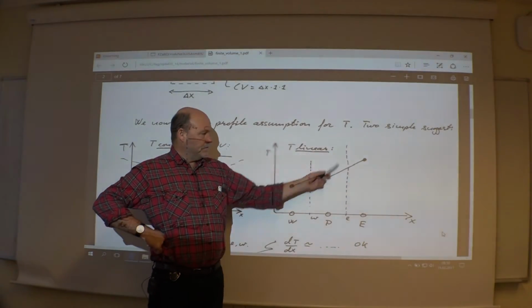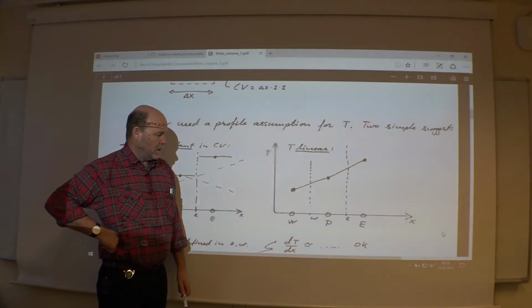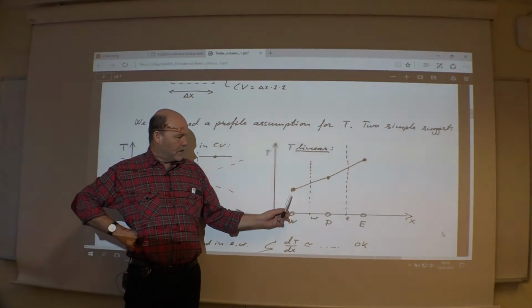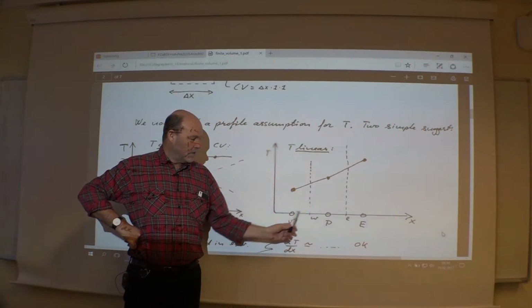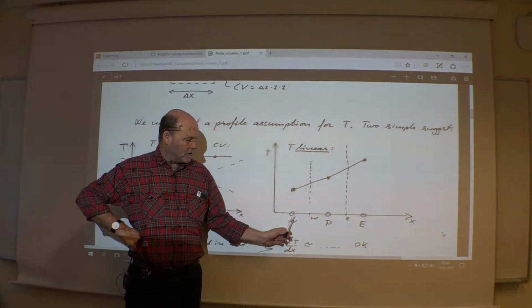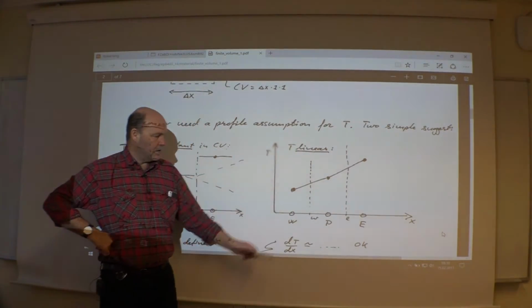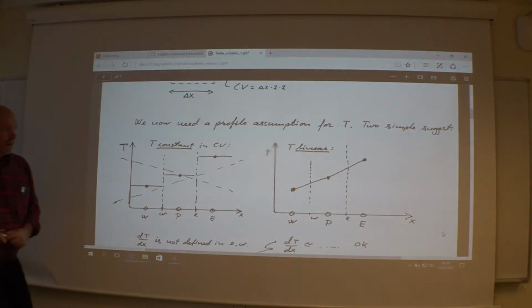Linear variation, not a problem. And of course here then we can represent a derivative at this point. That will more or less be from finite difference, taking the difference between these two and dividing by the corresponding delta x. Very easy.